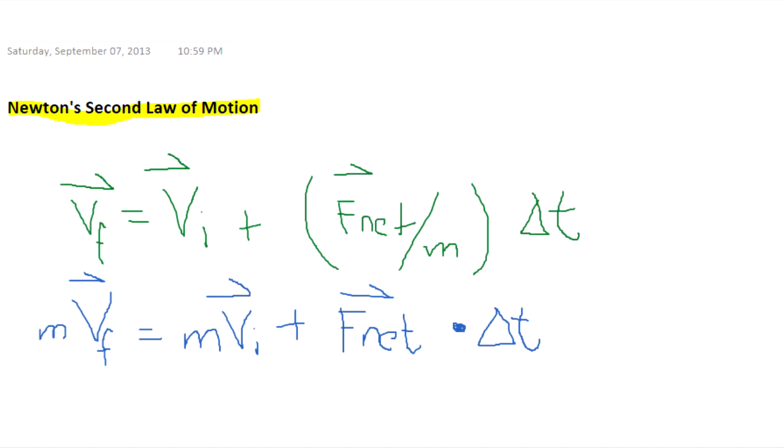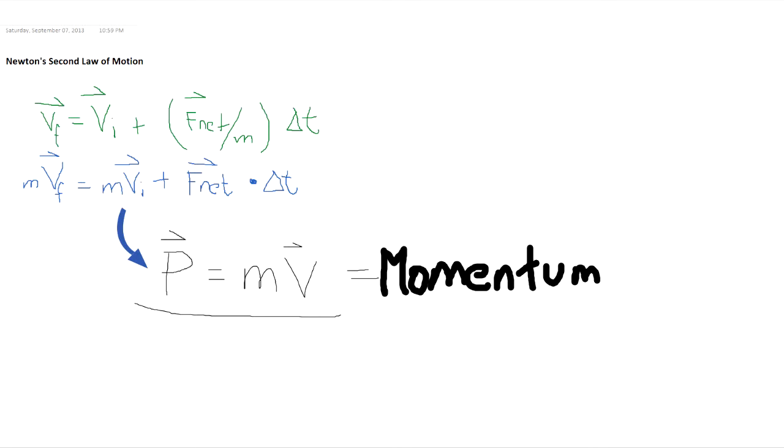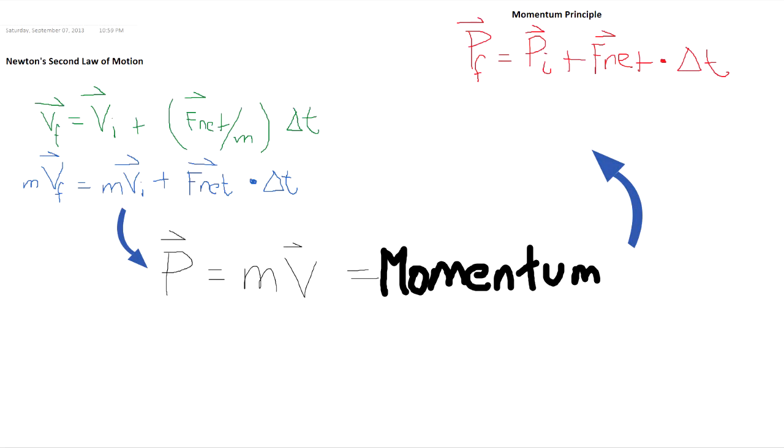Multiplication of the velocity times mass on both sides gives us a new vector known as momentum. We replace momentum in Newton's second law of motion and get the momentum principle, which is final momentum equals initial momentum plus net force times delta time. Now I'm going to show a video which I recorded for creating the Tracker constant model.